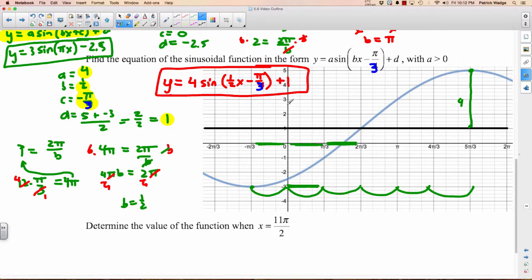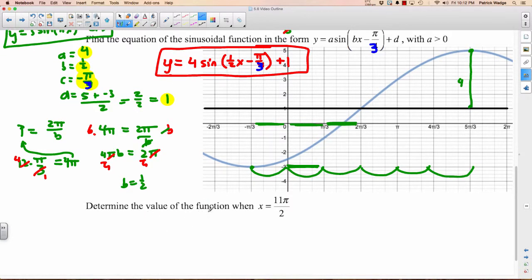I'm sorry about that. Okay, so now what we want to do, last question, is to determine the value of the function when x equals 11 pi over 2. So there's 2 ways you could do this. You could actually put this in Desmos, then also put in x equals 11 pi over 2, which will give you a vertical line, and see where they cross. Or the other way you could do that is you could take this amount and put it into that x right there. So why don't I do it that way today? I did the graphing method last day.